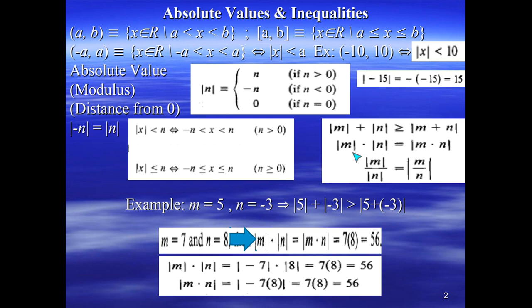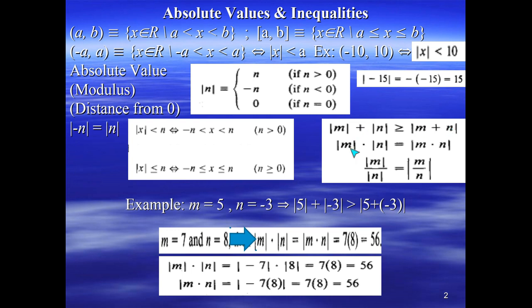And we also have some properties, the triangle inequality, which means the absolute value of m plus the absolute value of n is always greater than or equal to the absolute value of m plus n. So if we sum up and then take the absolute value, it will always be less than or equal to the absolute value of m plus the absolute value of n. This is the triangle inequality.